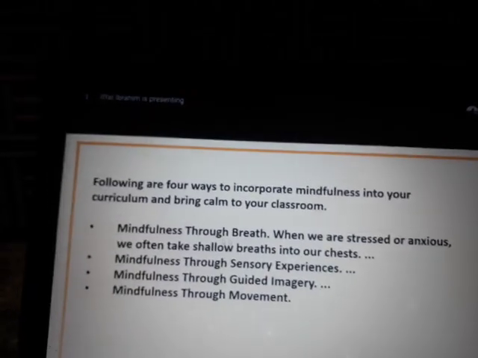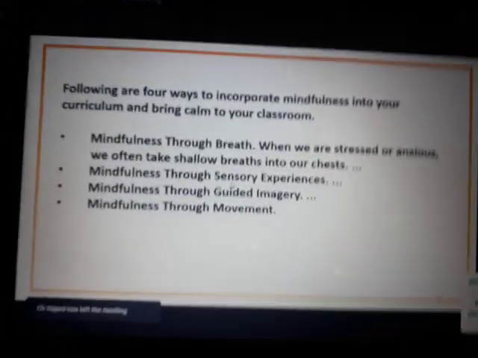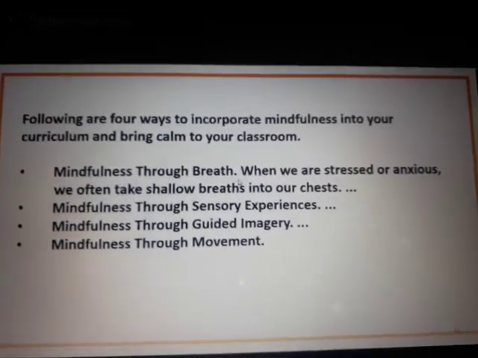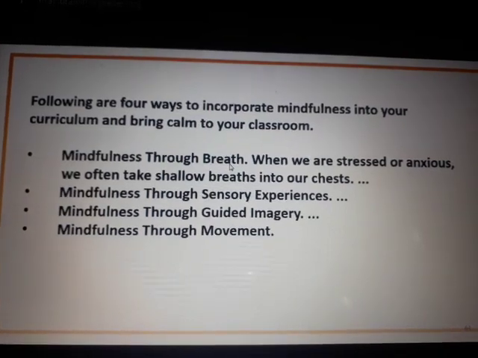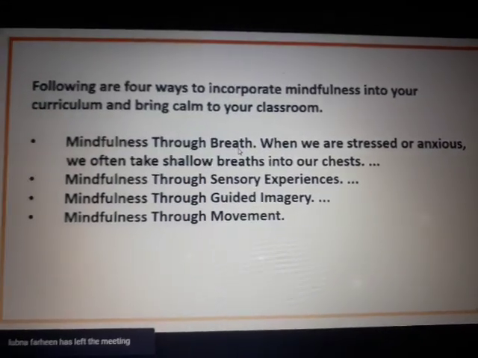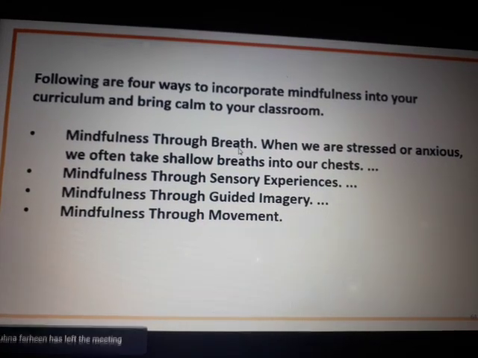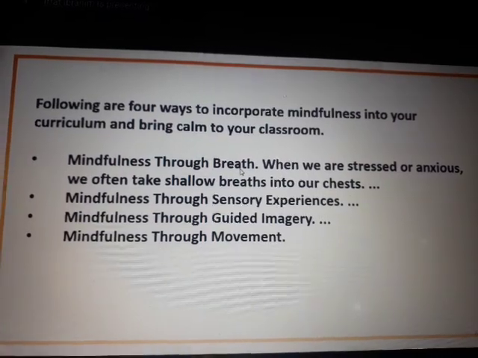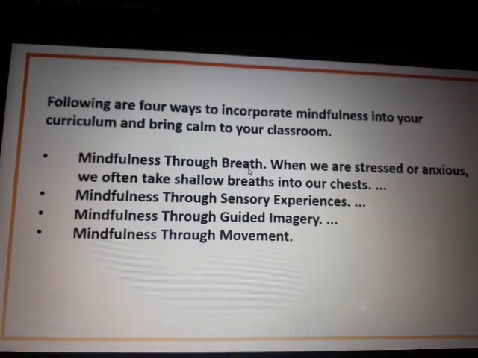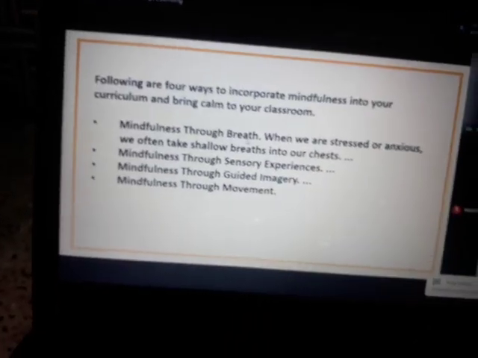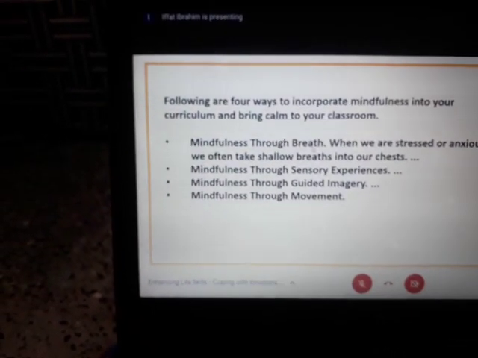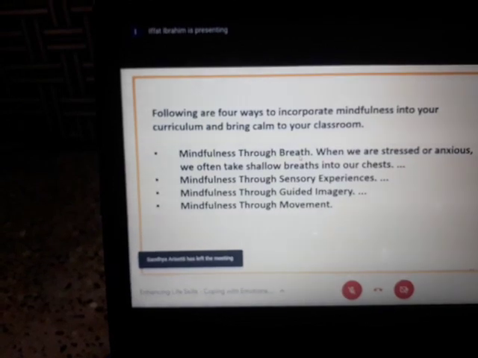So you can bring mindfulness through breath, through sensory experiences, of which I have given one example. Also, when children are talking loudly or they are disturbed, we can ask them to stand up and think of a time when they are on the beach. Let them imagine it. Let them feel the sand curling in between their toes. Let them feel the waves coming and washing their feet. And then you will find that they become calm. So there are some ways that we can cultivate mindfulness in the students.